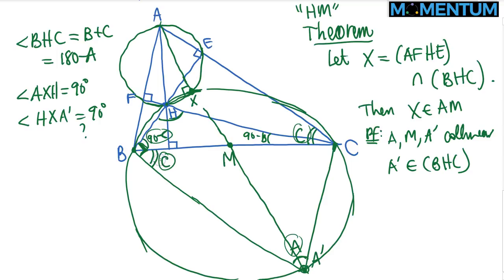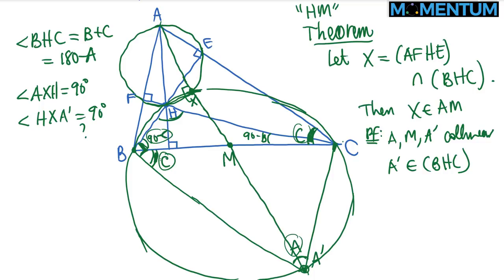Why was that angle C? Because of alternate interior angles here. Remember, we have a parallelogram. AB A prime C by construction is a parallelogram, and boom. So HA prime is a diameter, and as a result, HXA prime is also 90 degrees. But you have two 90-degree angles. They add up to 180. As a result, X must be on that diagonal AA prime of parallelogram AB A prime C, and we're done.